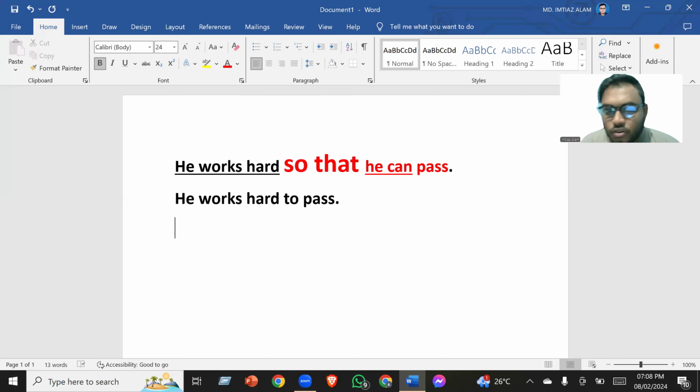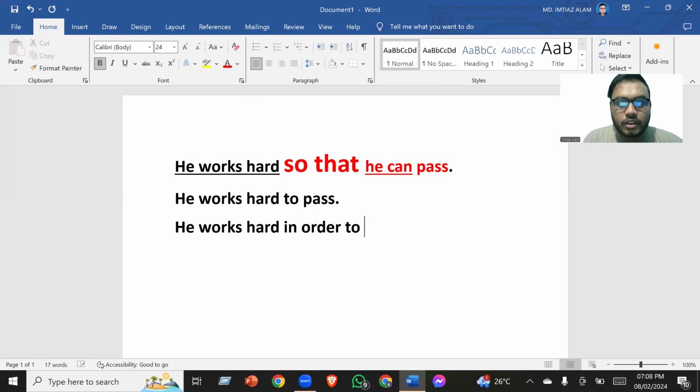Now there can be another answer also. Instead of to, you can also use in order to. Okay, both are the same and both are correct. So instead of using to, you can use in order to. Let me give the answer. He works hard in order to pass. So this is the answer.